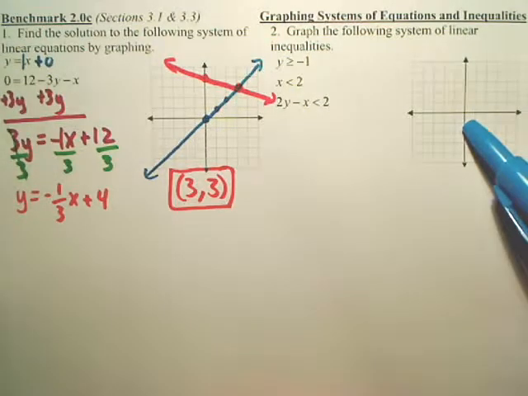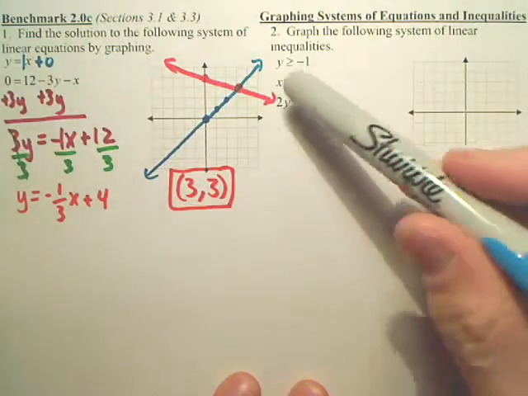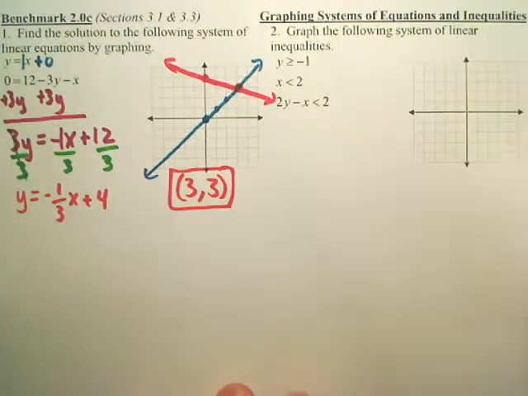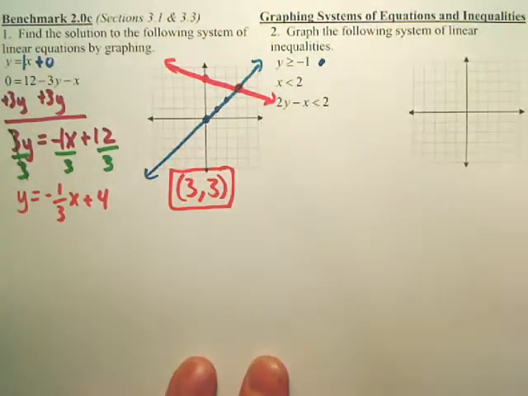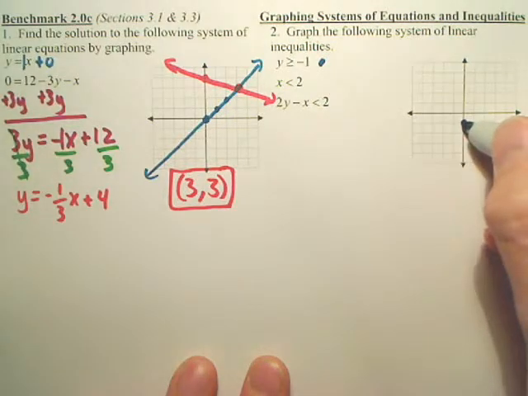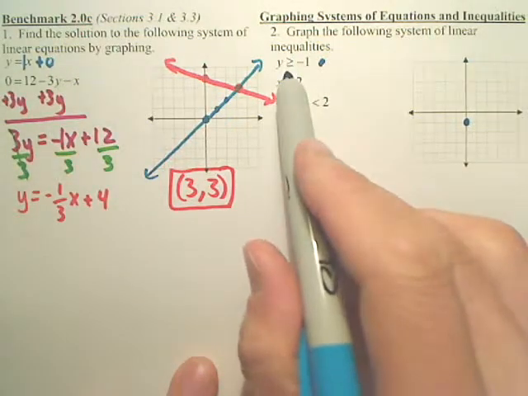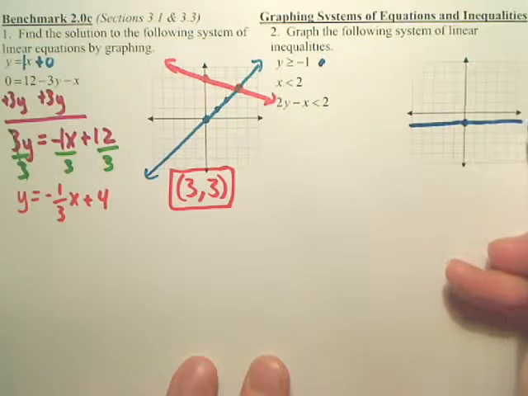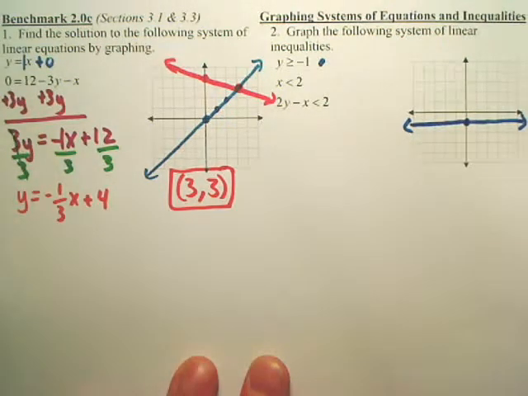This problem is pretty much the same idea. It's just you have to shade. And you don't care where they cross, you care about where the shade overlaps. So for the first one, I'm going to do in blue. Y is greater than or equal to negative 1. So first put a dot at negative 1 on the y. Now, if it's greater than or equal to, you should know that's a solid line. That's y is always negative 1 there.